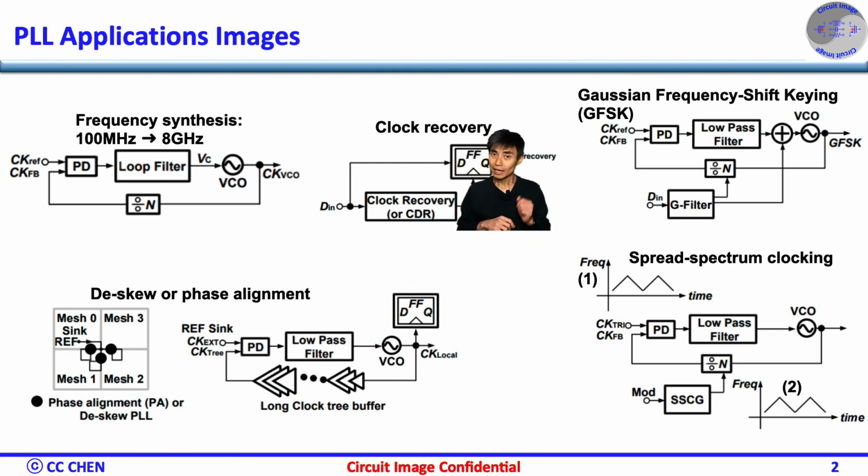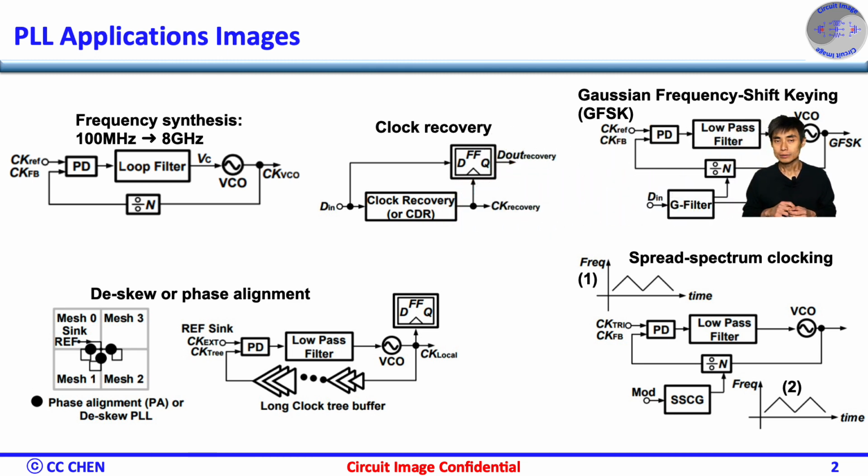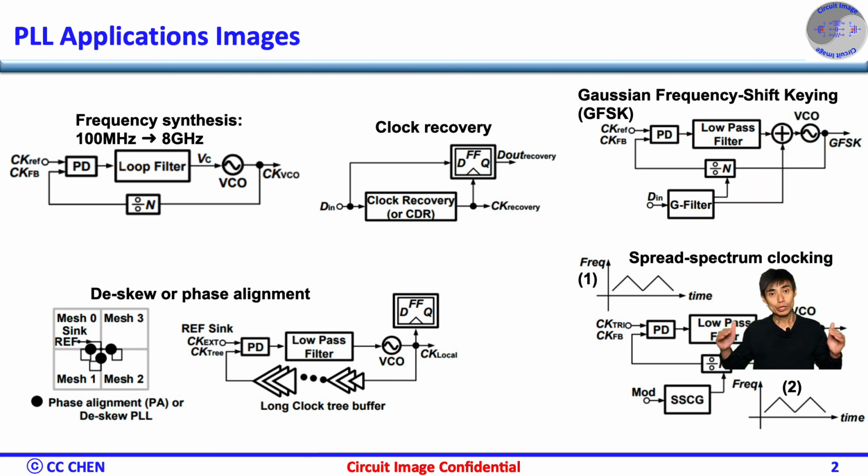Third, clock recovery or clock data recovery, CDR, which we discussed extensively before. Fourth, modulation and demodulation. For example, Gaussian frequency shift keying, GFSK, in a Bluetooth low energy wireless system, or spread spectrum clocking in an EMI reduction wireline system.